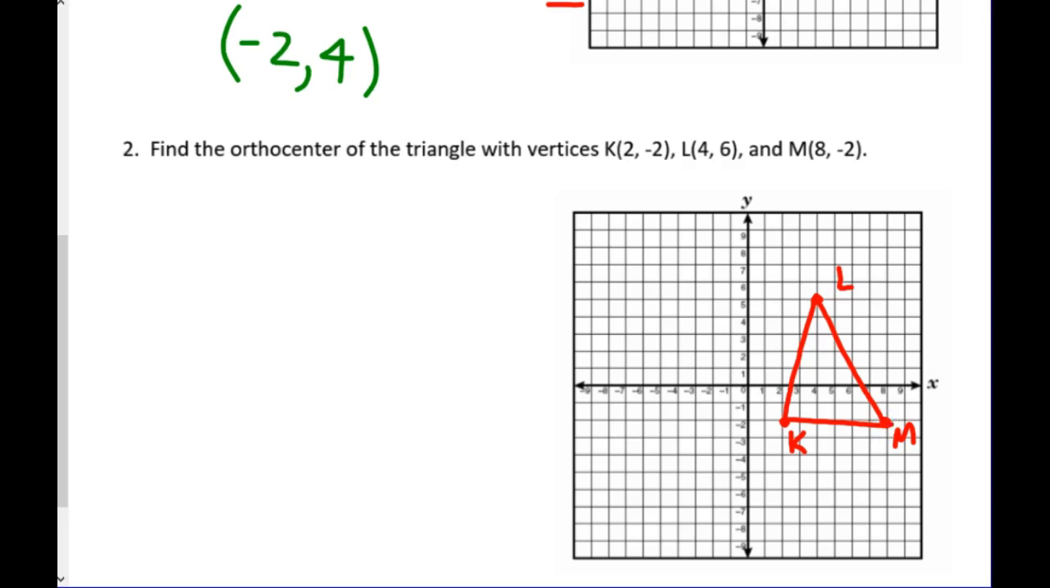Now, we're going to find the slope of all three, right? So slope, let's pick KL. Who knows the slope of KL? What's the rise over run? The slope of KL.